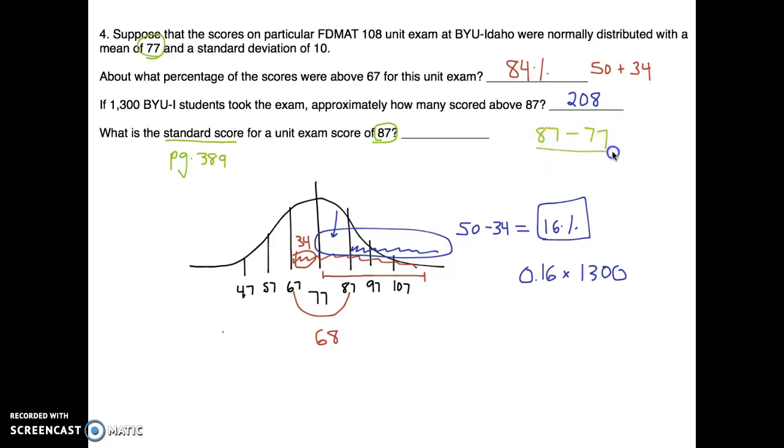And then we're going to divide it by the standard deviation. So we have 10 on the top, 87 minus 77 is 10, divided by 10. So our answer is just 1. So the standard score is 1, or the z-score is 1. So remember, standard score and z-score mean the same thing.